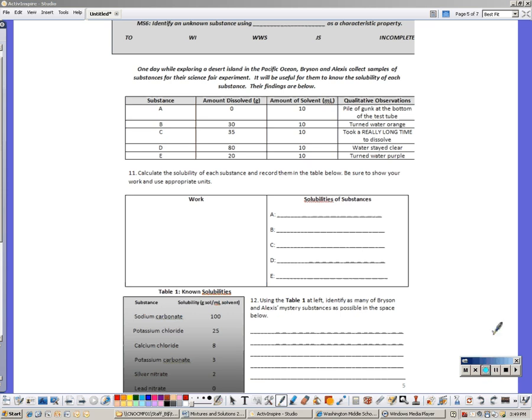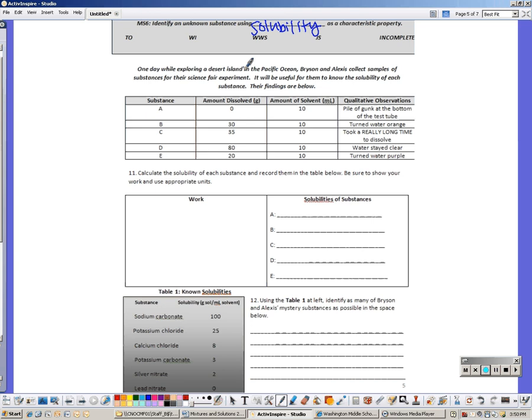MS6. Identify an unknown substance using solubility as a characteristic property. So we have talked about characteristic properties all year, and the thing about characteristic properties is that if you know one of these characteristic properties about a substance, you can use it to identify what that substance is by comparing it with a list of known solubilities or known properties.